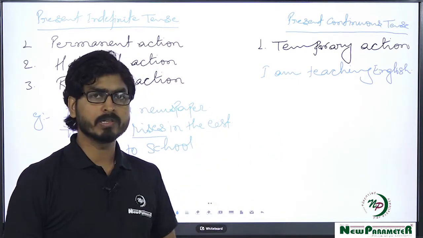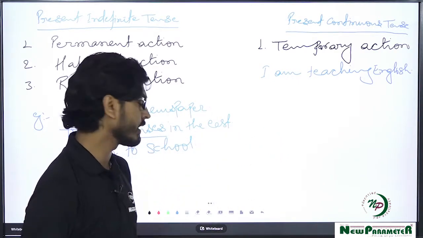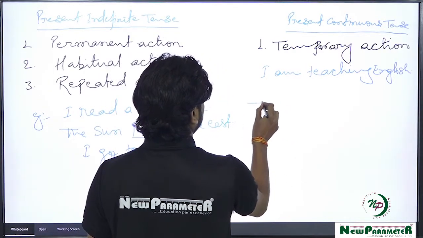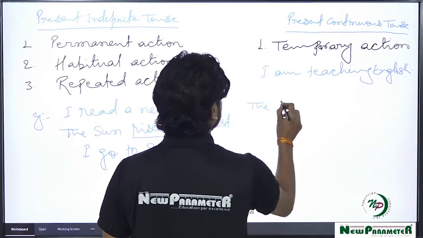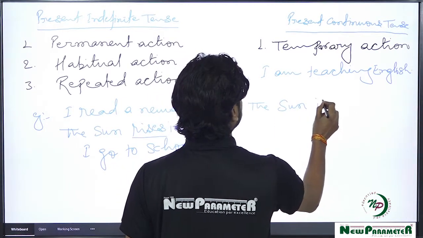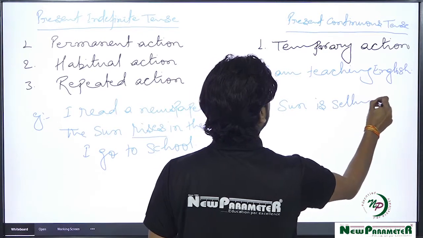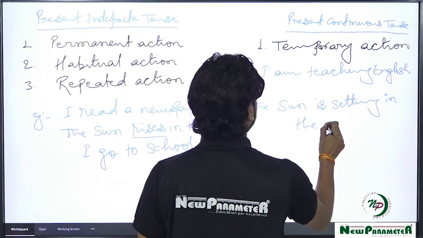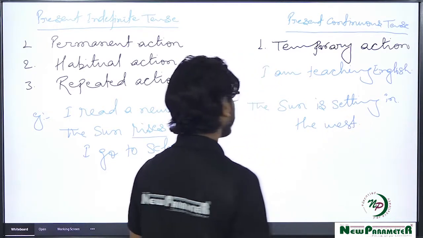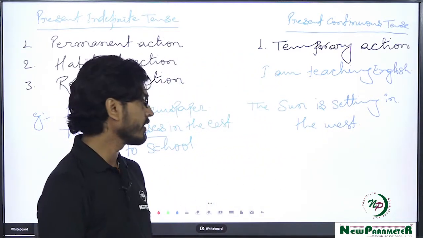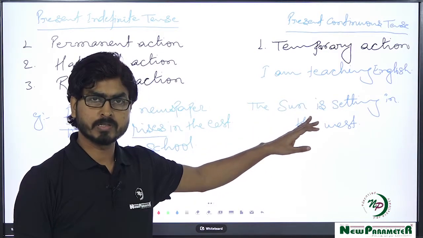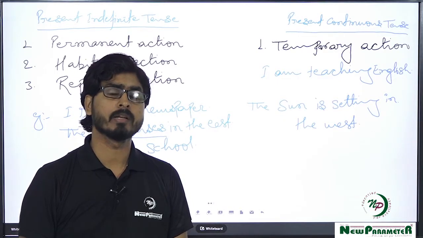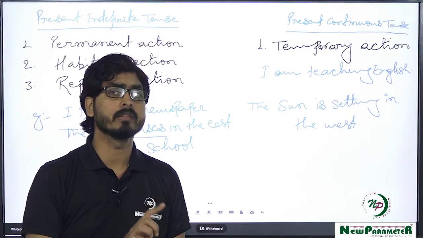Now I am just giving you a sentence. You have to find out whether the sentence is correct or not. The sun is setting in the west. Now you tell me, the sun is setting in the west means what? This is in present continuous tense, and we know that this is a permanent action of the sun, that the sun always sets in the west.